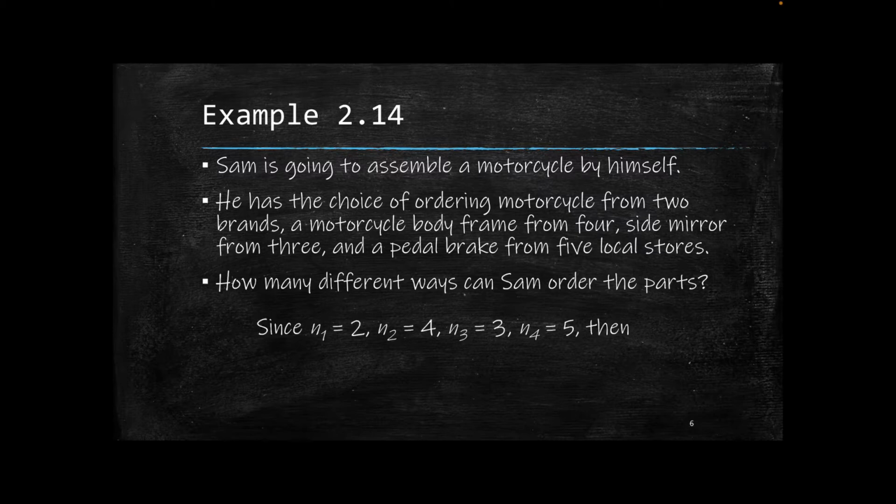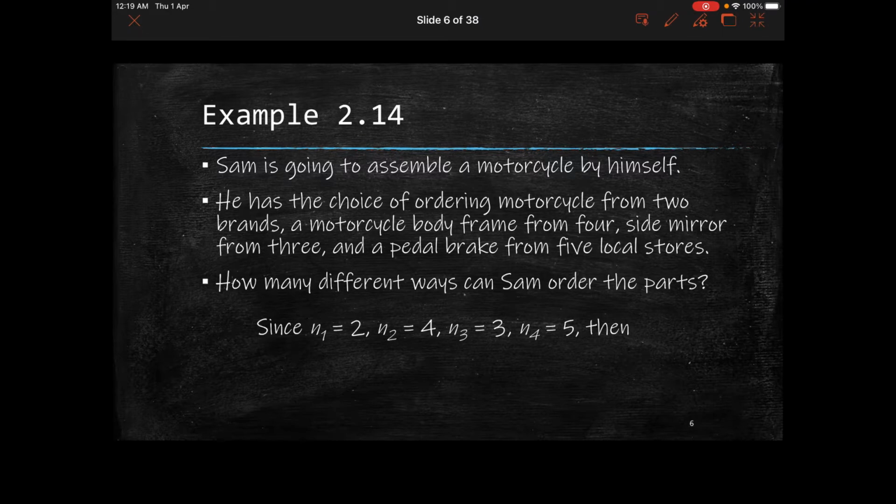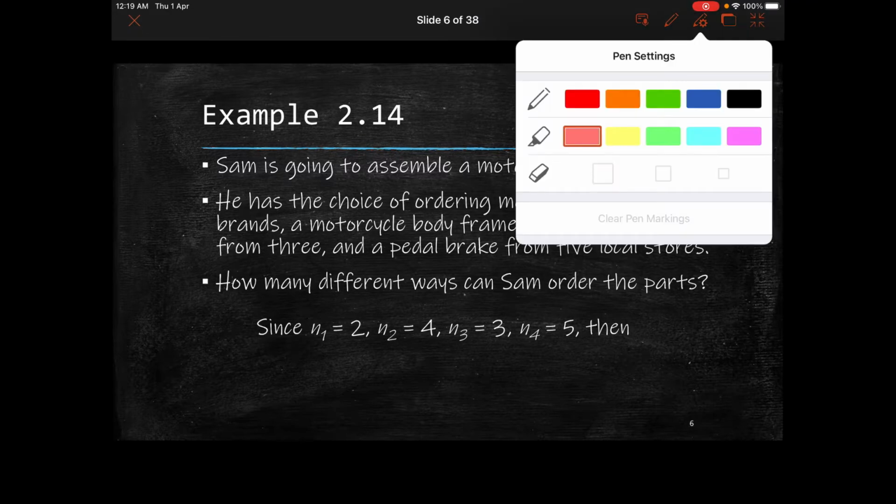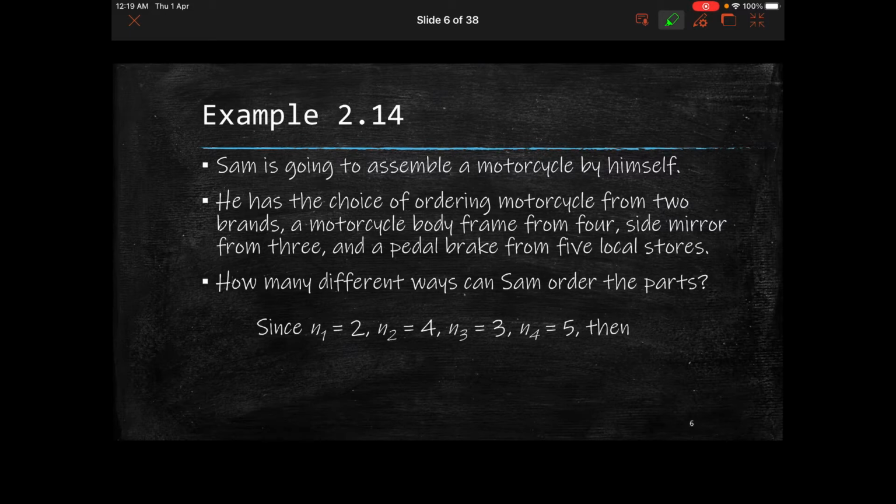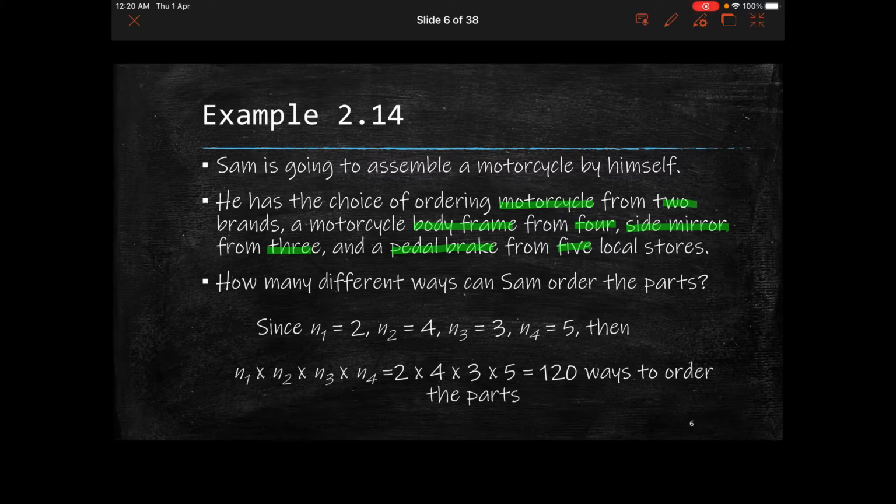Okay, let's see. Since n1 equals 2 and n2 equals 4, n3 equals 3, and n4 equals 5. Then, the multiplication of all four numbers of ways will give us 120 different ways to order the parts.